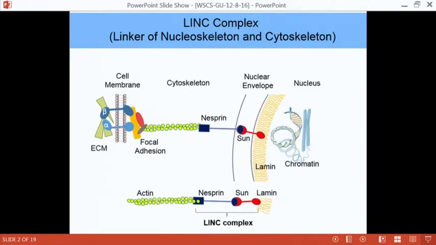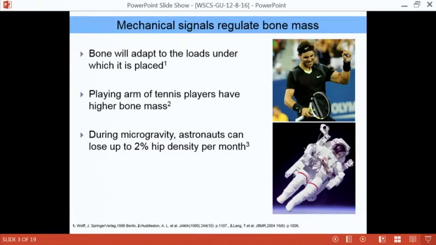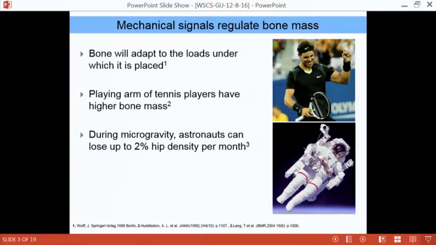So I'm going to talk today about how this complex plays a role in mechanosensitivity and signaling of mesenchymal stem cells. We know that mechanical signals are important for maintaining the musculoskeletal system. And just like our muscles, our bones are also able to respond to these mechanical challenges. This could be either a positive regulation or a negative regulation. In terms of positive regulation, it's known that the playing arm of tennis players is much stronger compared to the non-playing arm. And we also know that astronauts lose about 2% bone mass in space per month. So it becomes a real challenge bringing the astronauts back to Earth without giving them extensive rehabilitation.